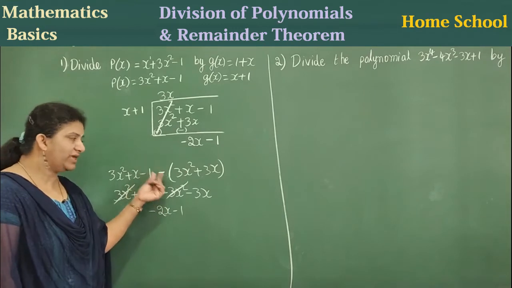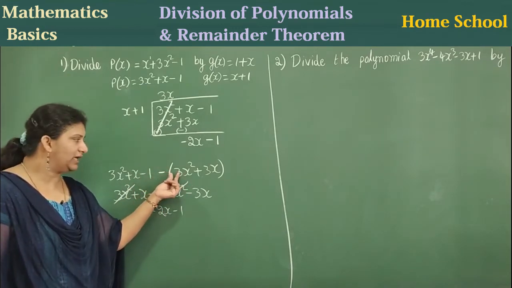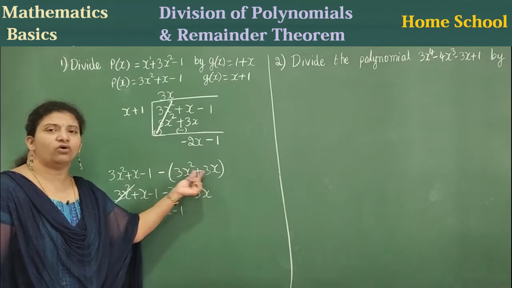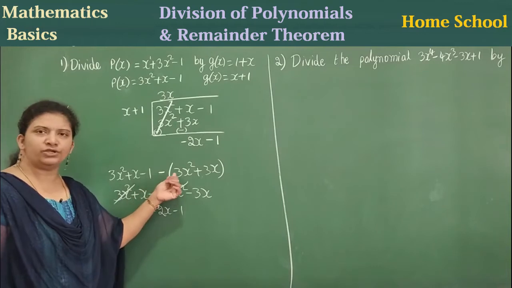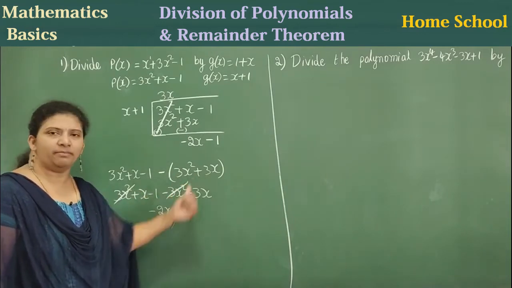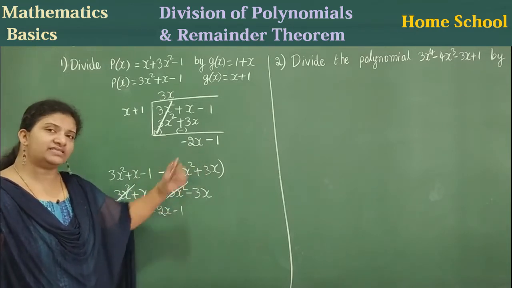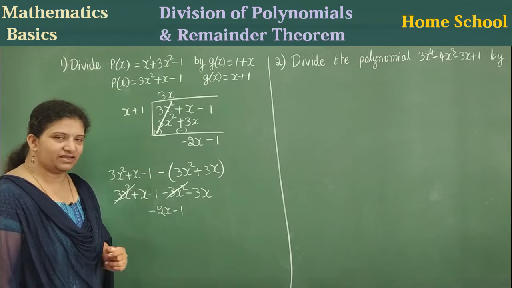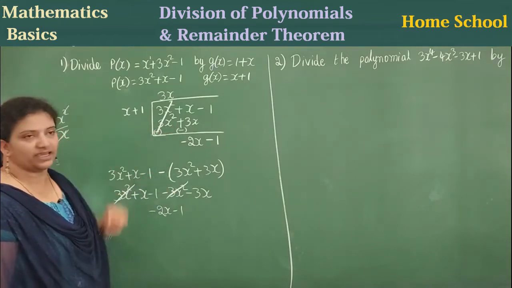Okay, so when we subtract, then the negative sign we should multiply to the sign what you have inside the brackets. Minus into plus, it will be minus, and minus into plus will be minus. Suppose if you have here minus sign, minus into minus, it will be plus, right? This is the reason you are changing your sign here.